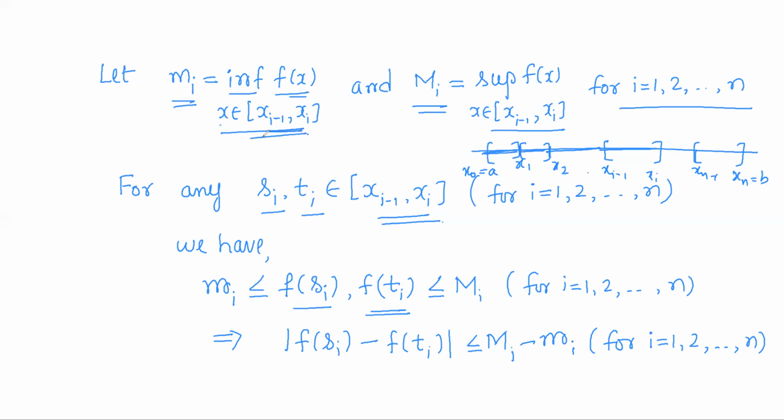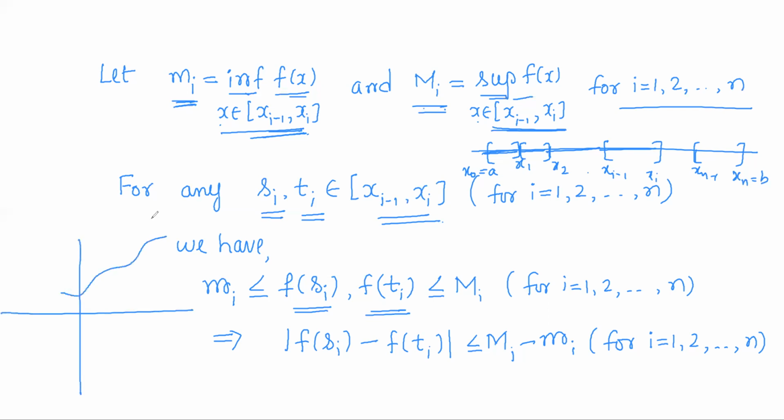For all x varying over this closed interval, these f(x)'s have an infimum, that is the greatest lower bound, and it is mi. And as x varies over this closed interval, these f(x) values have a supremum, that is the least upper bound, which is capital Mi. Now si and ti are any two particular points in this closed interval, so if we consider the corresponding function values, these two will be bounded below by mi, as mi is the infimum, and bounded above by capital Mi, as capital Mi is the supremum, that is the least upper bound. So now the situation is like this.